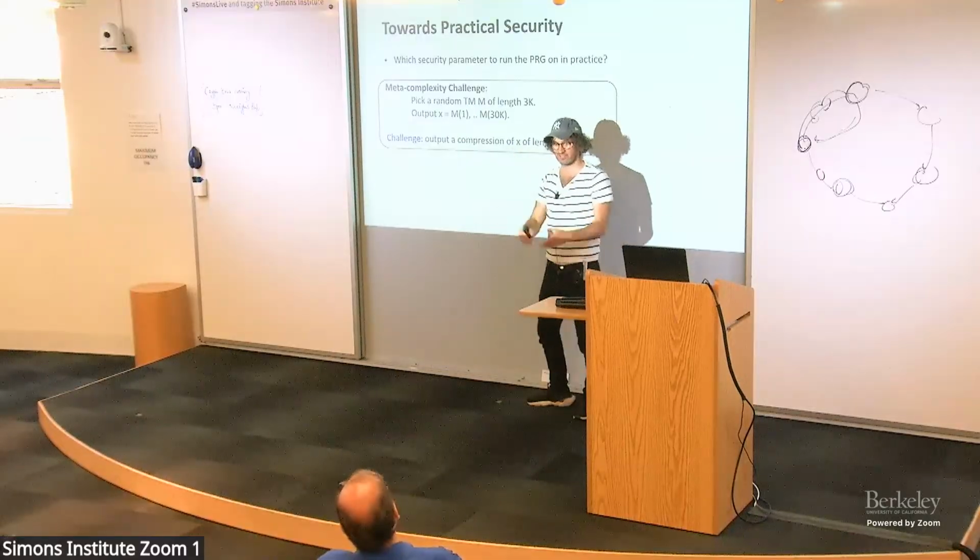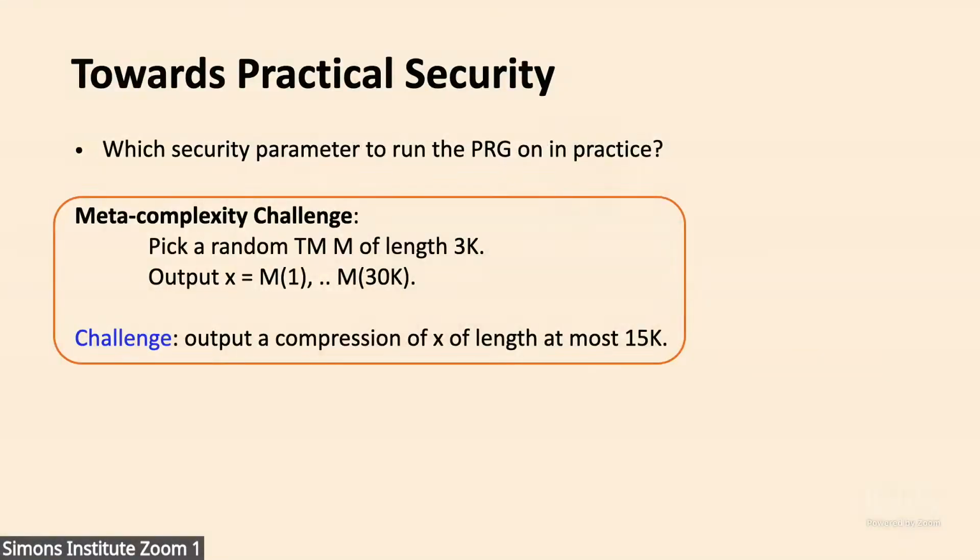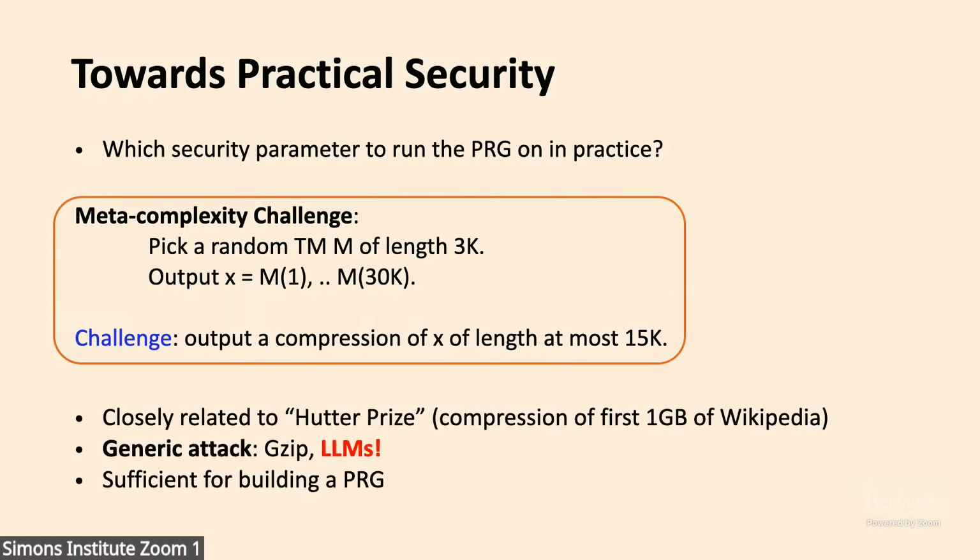Okay, so can you compress the output of a random Turing machine? And we can check on which security parameter this becomes secure by running state-of-the-art compression algorithms. Okay, so it's quite nice, and so you can have this very simple challenge problem. And there are other challenge problems like this.